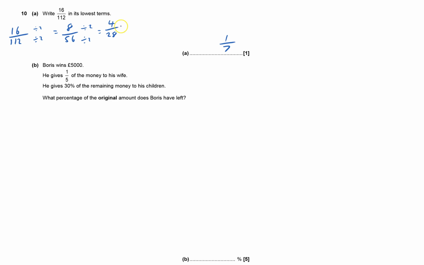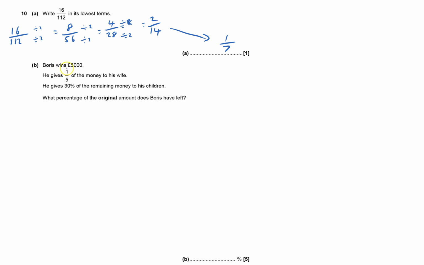Again, you might see a 4 goes in there, but if you didn't, you'd divide top and bottom by 2 again, and that will give you 2/14, and at that stage you would keep on going, and eventually you'd get to there. If you use your calculator, bang, straight there.